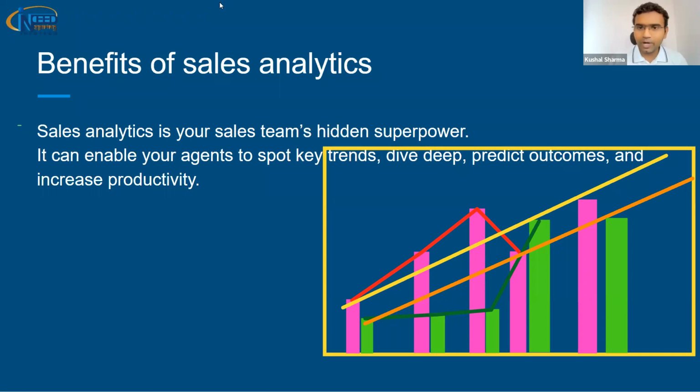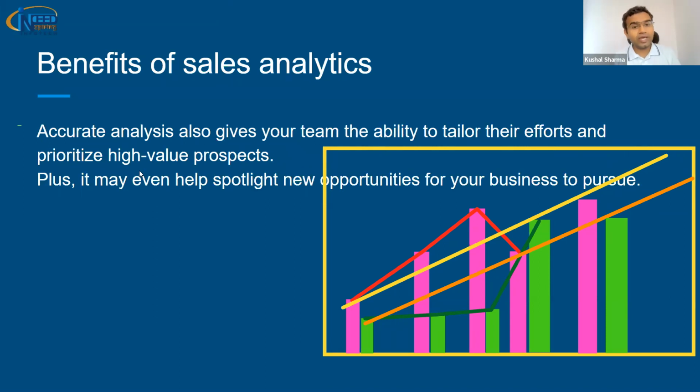If you have data but you don't realize its potential, then you have the superpower but you are not utilizing it. Therefore, analytics in sales is a hidden superpower. It can enable you to spot key trends, deep dive, predict outcomes, and increase productivity. All these things are possible with sales analytics. It will also help you understand the team's ability, where you should work inside the team, and where you should prioritize.